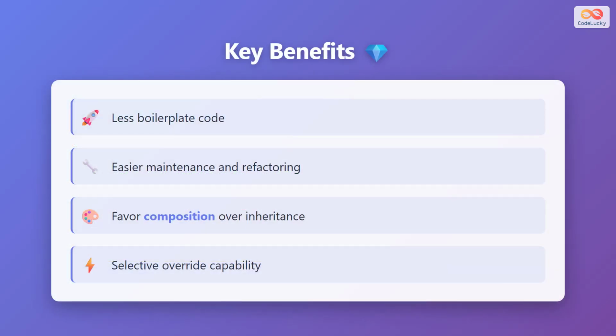Let's recap the key benefits of using the by keyword. First, you write significantly less boilerplate code, saving time and reducing errors. Second, your code becomes easier to maintain and refactor since there's less duplication. Third, you favor composition over inheritance, which is a fundamental principle of good object-oriented design. Composition makes your code more flexible and easier to test. Finally, you maintain selective override capability, meaning you can customize exactly what you need while delegating everything else. It's a powerful combination of automation and control.